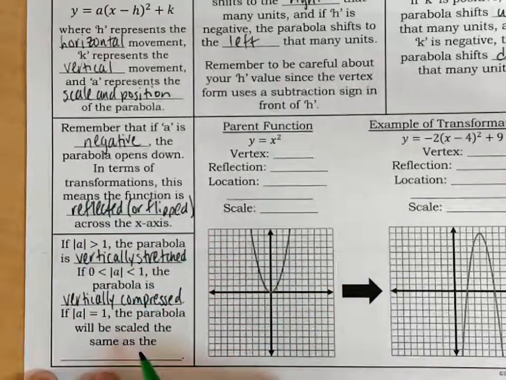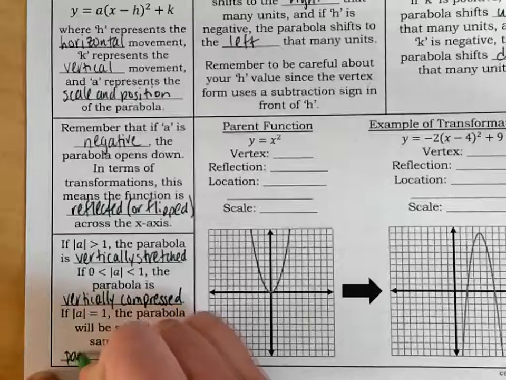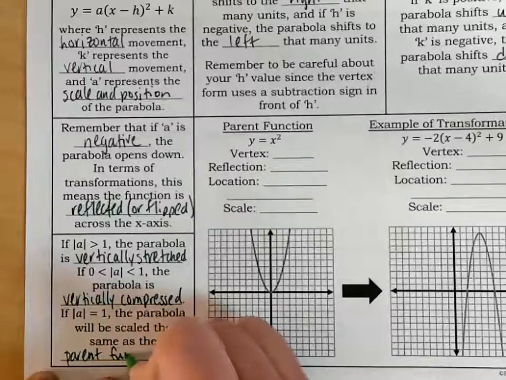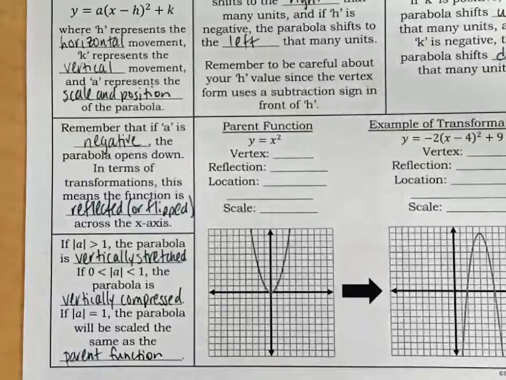And if it's equal to 1, then it's going to be scaled the same as the parent function. It has a scale of 1. Okay, and so here's the vertical stretch and the vertical compression, which can be a little bit tricky if you're unsure about those.